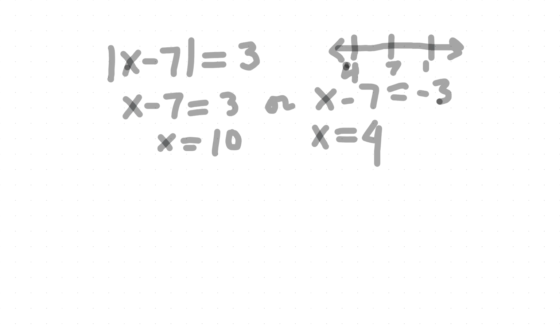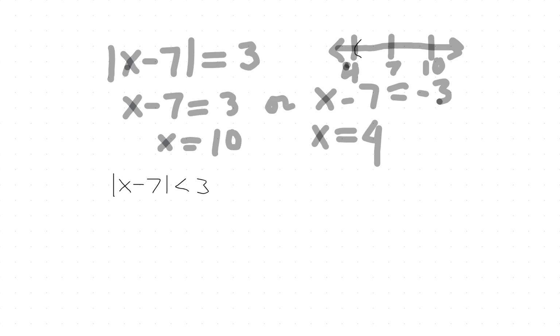Okay, now we'll change this up a little bit. Instead of having the expression be equal to 3, we'll say, what if the distance between x and 7 is less than 3? Well, then we would set it up a little bit differently. So the distance between some number and 7 is less than 3. Then if you looked at our number line, it would be the numbers in between 4 and 10.